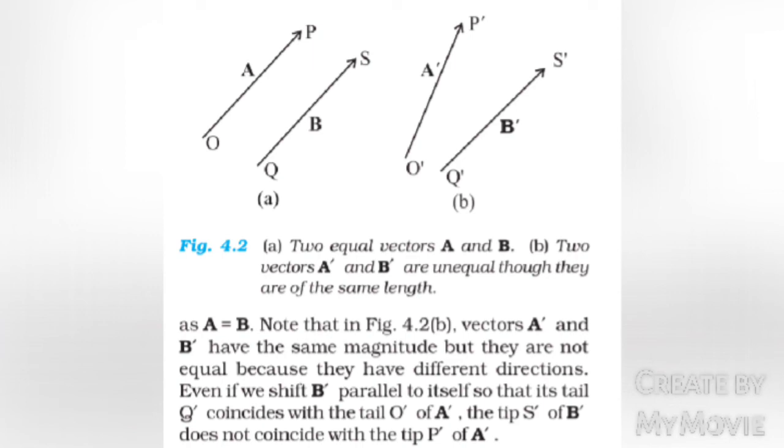Note that in figure 4.2b, vector A prime and vector B prime have the same magnitude, but they are not equal because they have different directions. Even if we shift B prime parallel to itself so that its tail Q prime coincides with the tail O prime of vector A prime, the tip S prime of vector B prime does not coincide with the tip P prime of vector A prime. Figure 4.2a, two equal vectors, vector A and vector B. b, two vectors, vector A prime and vector B prime, are unequal though they are of the same length.